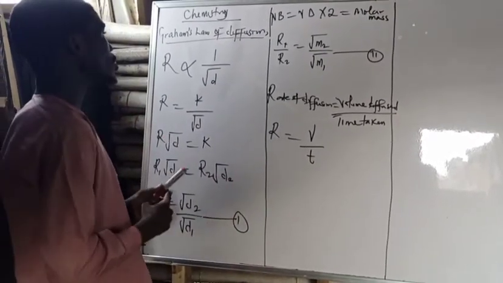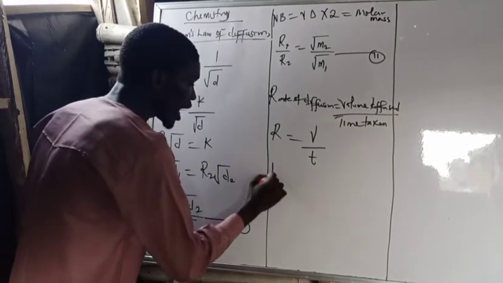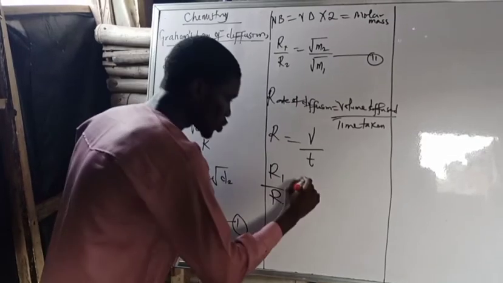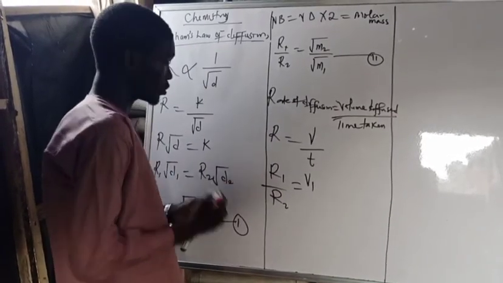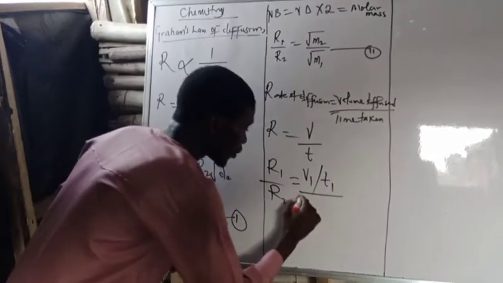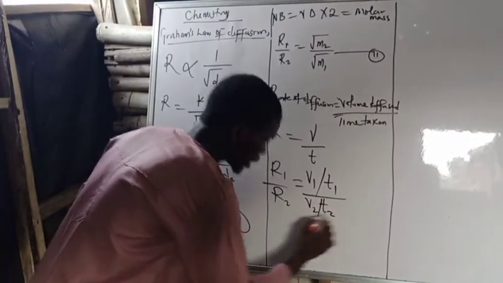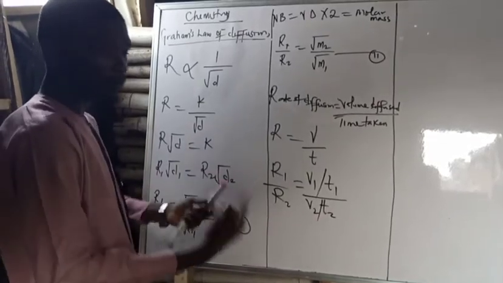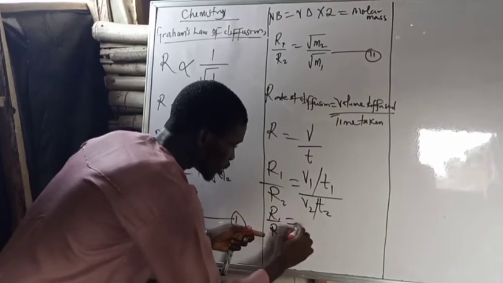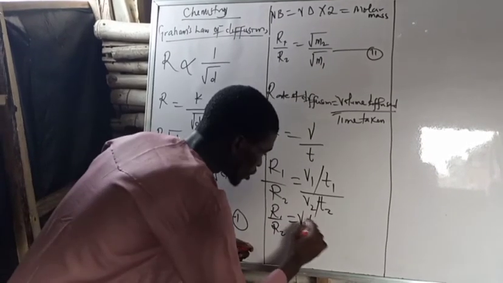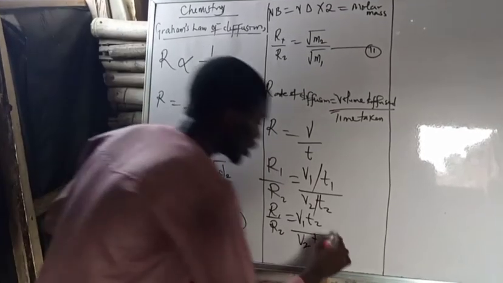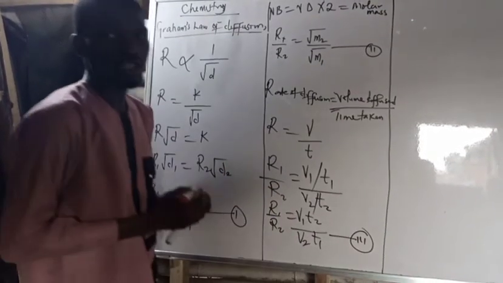So let's go back to Graham's law, where we have R1 over R2 is equal to V1, the first volume, divided by the first time taken, T1, over V2 divided by T2. So simply, you have to simplify. So we have R1 over R2 is equal to V1 T2 over V2 T1. I call this the third formula of Graham's law.